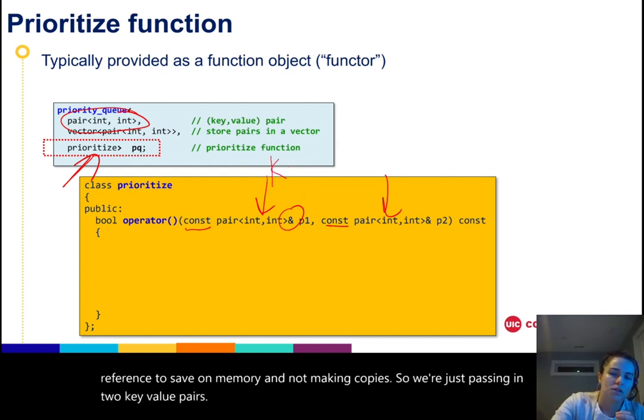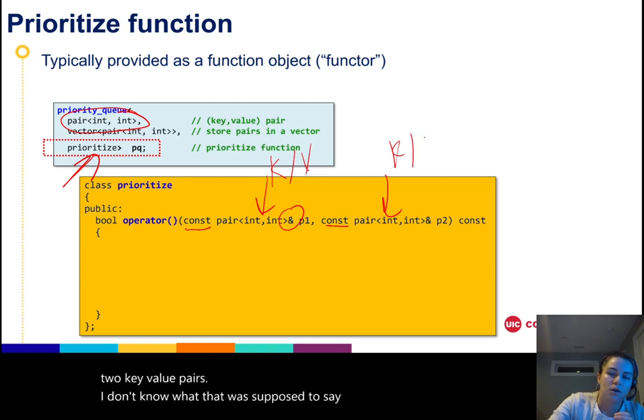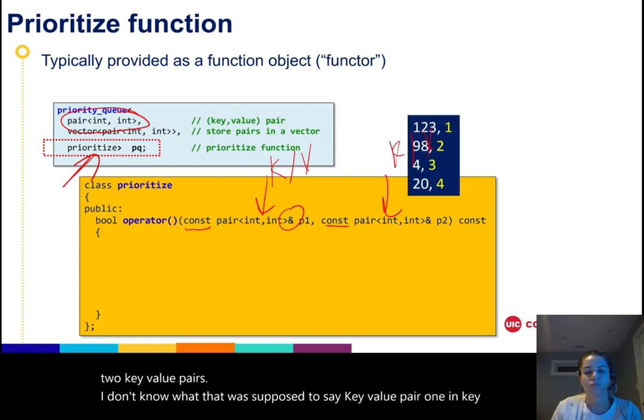I don't know what that was supposed to say. Key value pair 1 and key value pair 2.